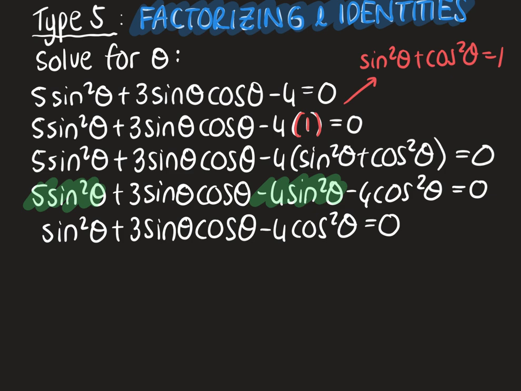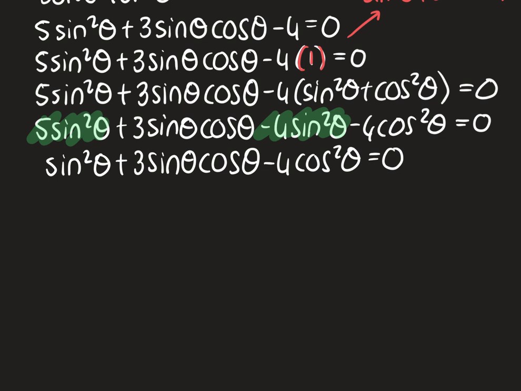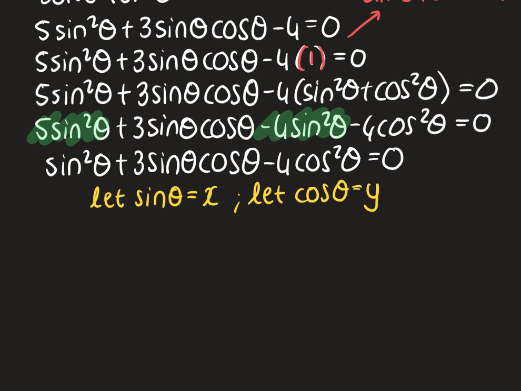Now, like I said in the previous video, if you struggle to see the trinomial with the trig functions, you can always let sine of theta equal, let's say, for example, x, and then let's let cos of theta equal y. And let's change it into algebra. So let's say, cool, it's going to be x squared plus 3xy minus 4y squared. That's a lot easier to factorize because we are familiar, obviously, with algebra, right? So let's factorize it.